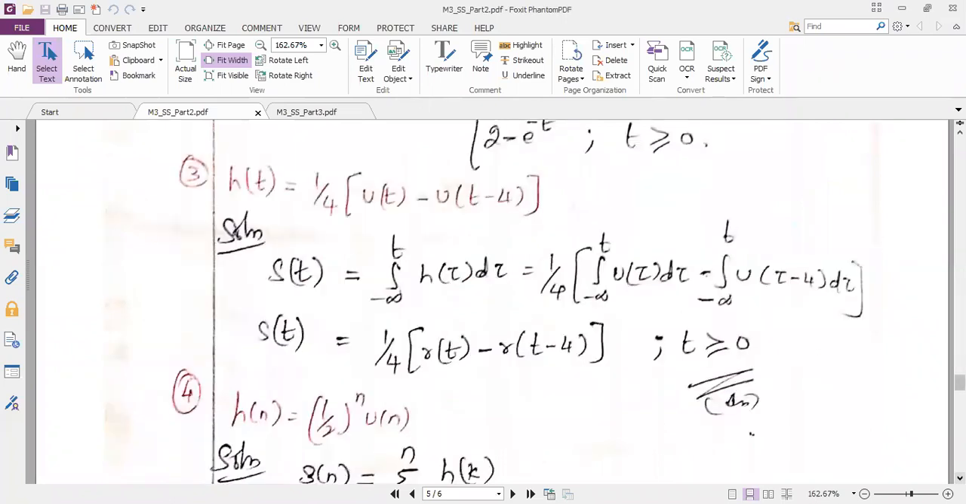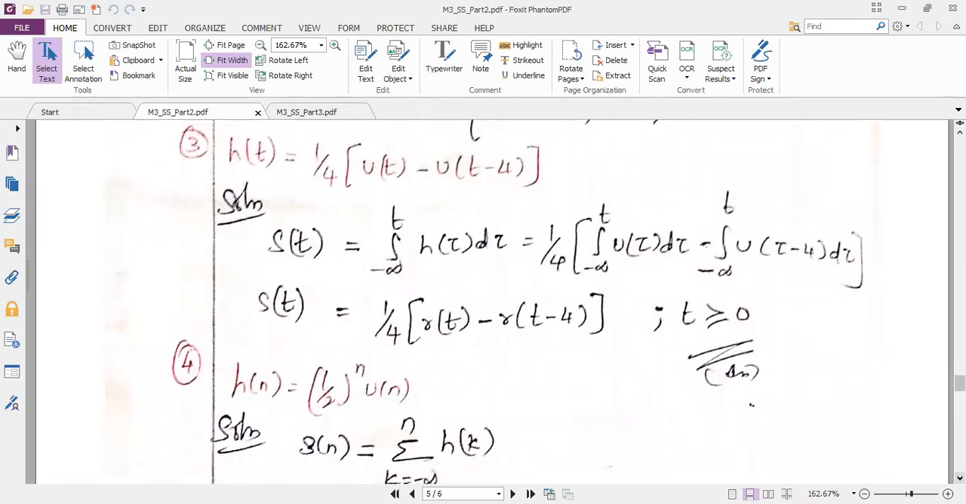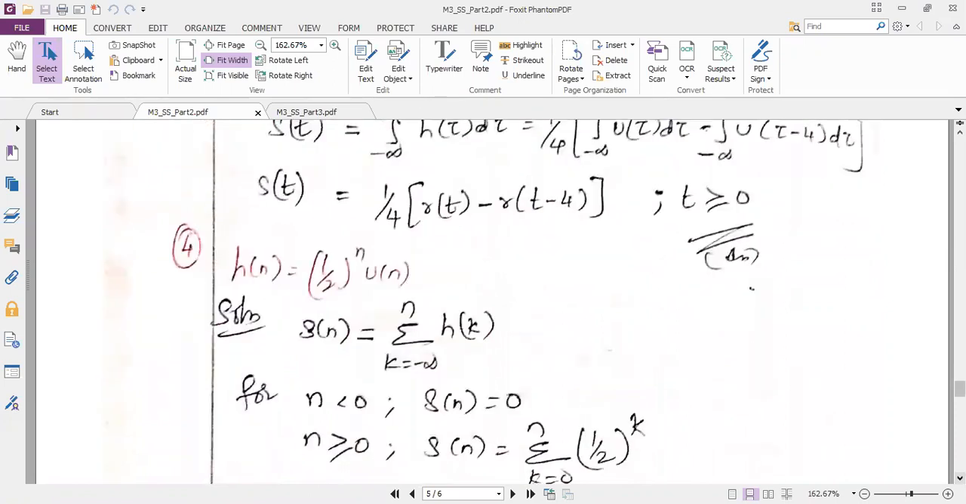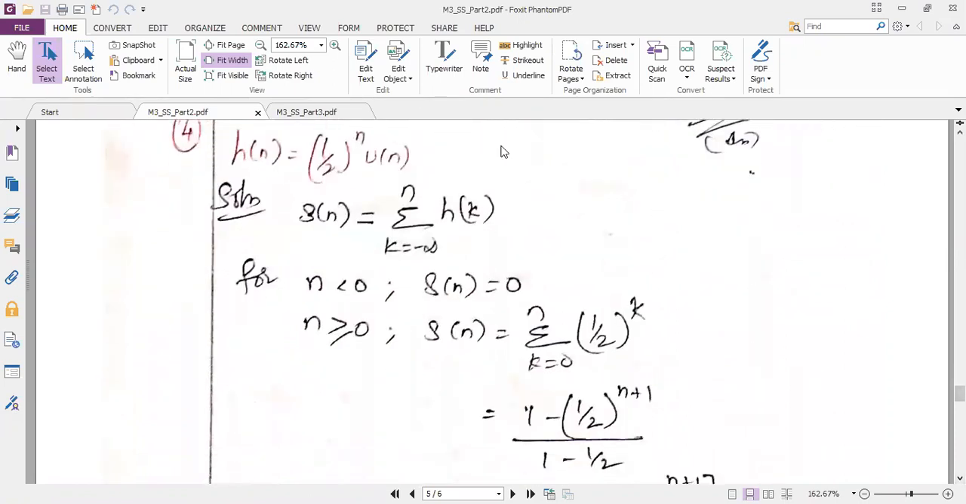So far we have discussed continuous time signals. Now the first problem we are going to solve is for the discrete time signal. You know what formula is to be used. Take down the question: h of n is equal to 1 by 2 power n u of n. And the formula is S of n is equal to summation k equal to minus infinity to n h of k.